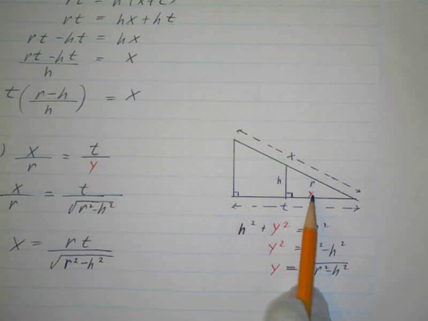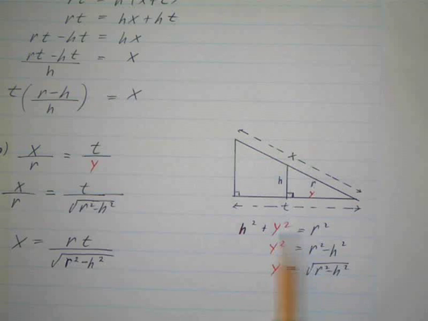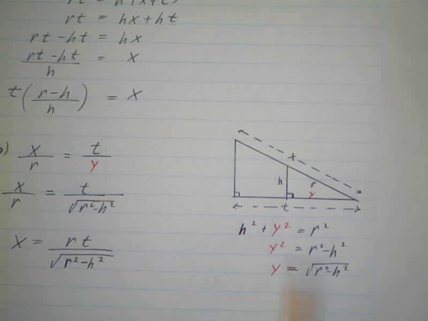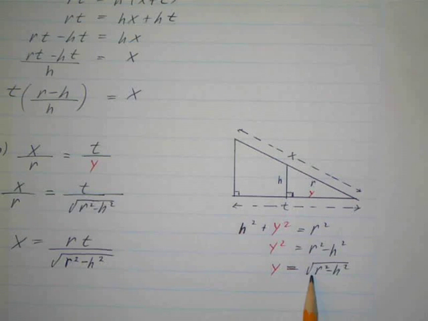So we have to find this side, so we can use the Pythagorean theorem, and we can say that h squared plus y squared equals r squared. Then subtract h squared from both sides, and then take the square root of both sides. So y, this side here, equals the square root of r squared minus h squared.